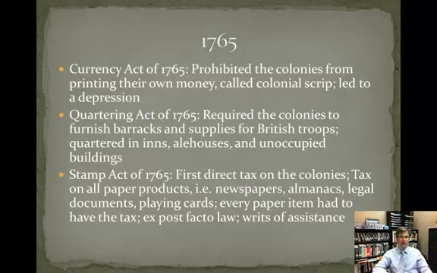The Stamp Act of 1765 was the first direct tax on the colonies. It was a tax on all paper products: newspapers, almanacs, legal documents, playing cards. Every paper item had to have the tax. This, in many ways, was an ex post facto law, meaning that it backed up.